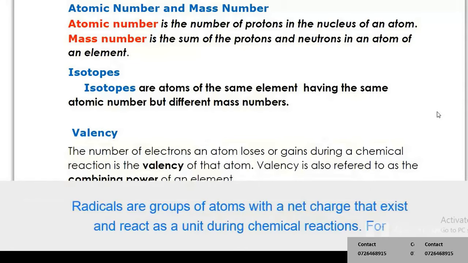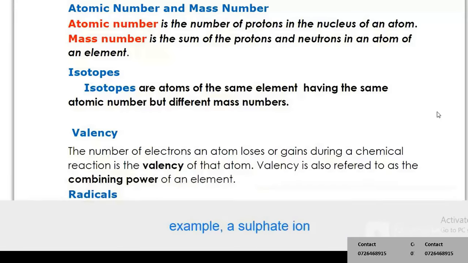Radicals. Radicals are groups of atoms with a net charge that exist and react as a unit during chemical reactions. For example, the sulfate ion, carbonate ion, the hydroxide ion, ammonium ion, the nitrate, all of those are radicals.